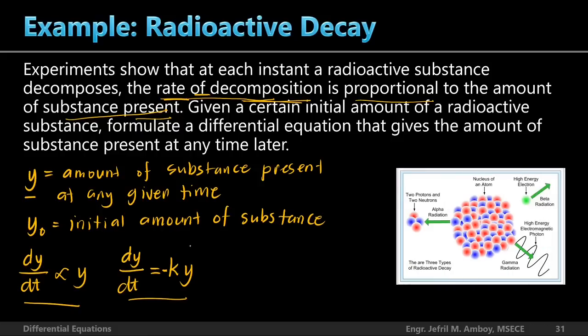Now, let me give you some more information about radioactive decay. When is a substance radioactive? A radioactive substance has a nucleus, or the nucleus of its atoms is very heavy. And because it's heavy, it is unstable. Now, the unstable nucleus emits particles and radiation. There are three types of radioactive decay. It could be an alpha decay, or a beta decay, or a gamma decay. These are the particles or radiation involved in the radioactive decay of a substance.